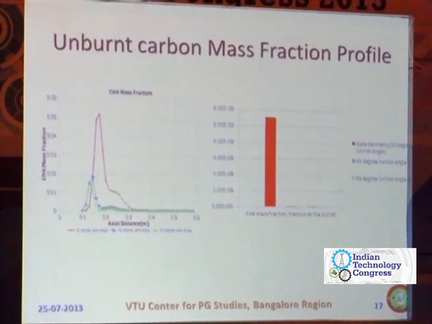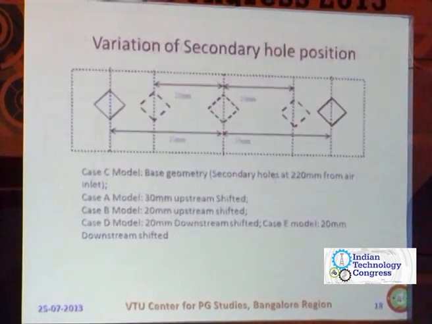Even if we see the unburned carbon mass fraction, the 30 degree provided more at the outlet, which means that the fuel is wasted. But for the 45 and 60 degree, we see that almost all the fuel is burnt, and it results in complete combustion.